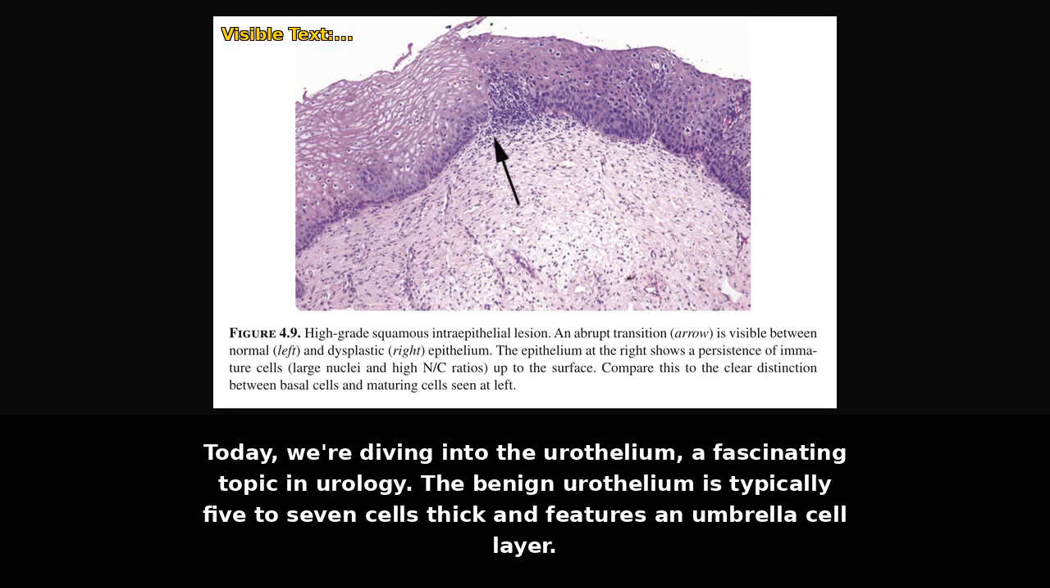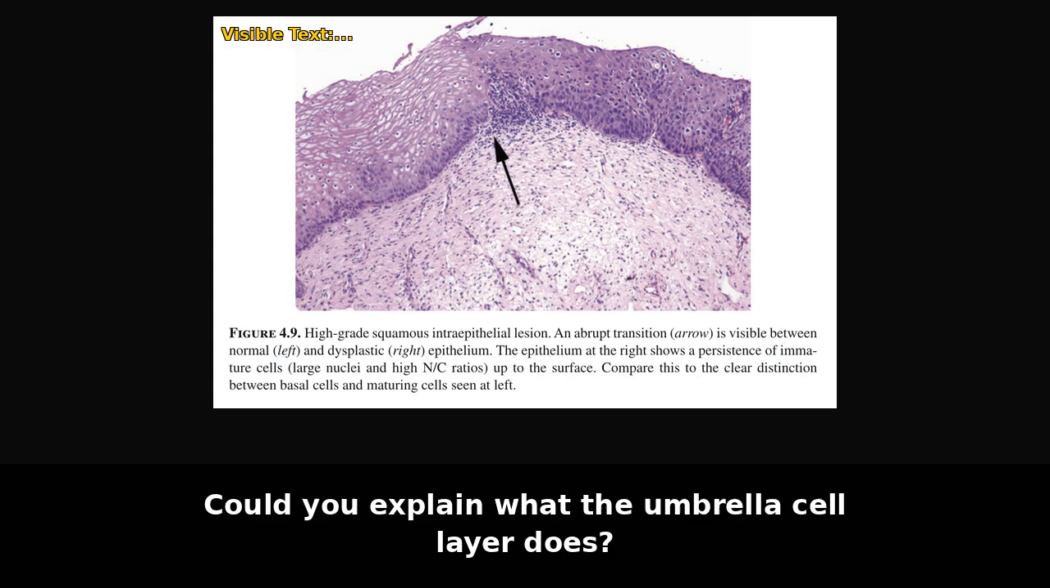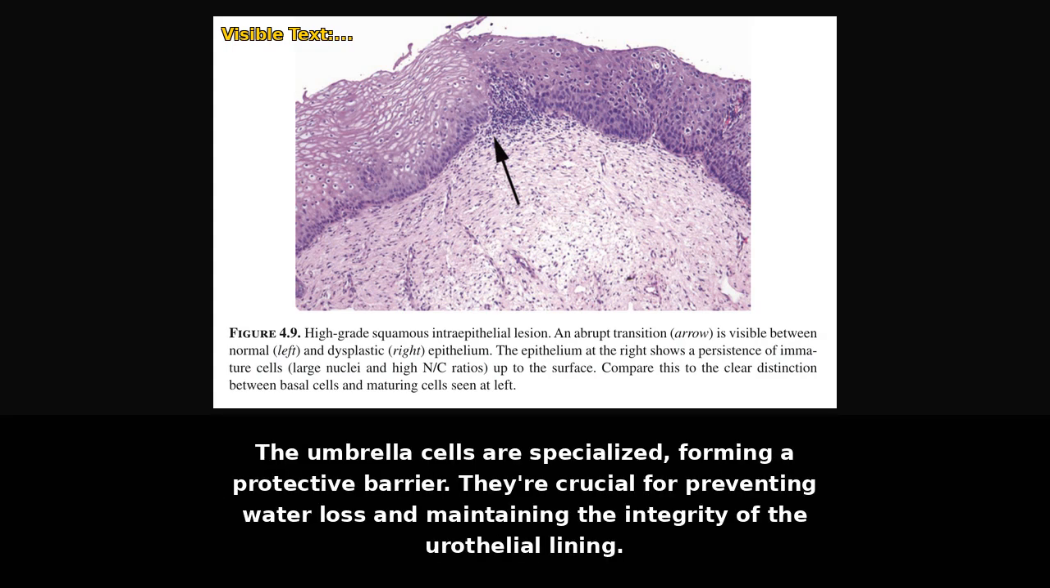Today, we're diving into the urothelium, a fascinating topic in urology. The benign urothelium is typically 5 to 7 cells thick and features an umbrella cell layer. Could you explain what the umbrella cell layer does? The umbrella cells are specialized, forming a protective barrier. They're crucial for preventing water loss and maintaining the integrity of the urothelial lining.